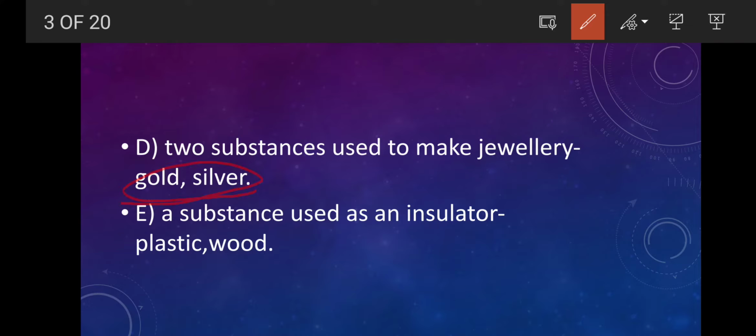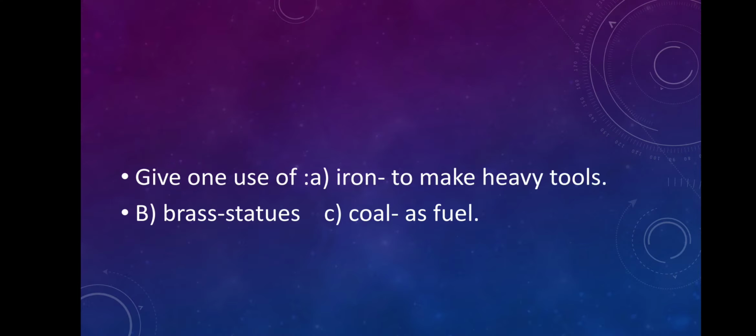Next question is: name a substance which is used as an insulator. Which substances are used as insulators? The first is plastic, and the second one is wood, and that is why in many utensils this is used as a handle. Clear? The handle is covered with or made up of plastic and wood. Clear?